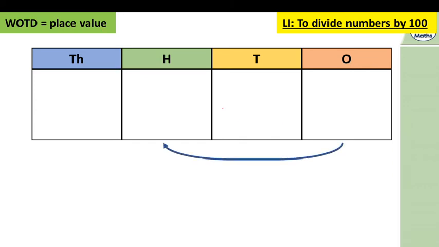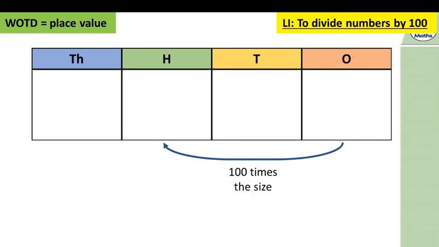So before, we looked at this: if we multiplied by 10, we move 1 to the left. If we divided by 10, we move 1 to the right. So what we're looking at here is moving it 1 to the left.